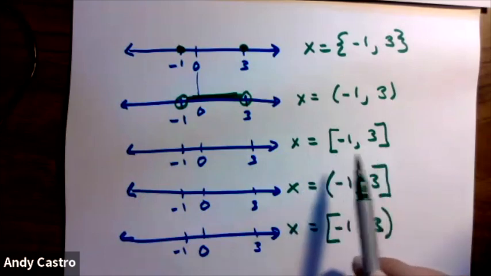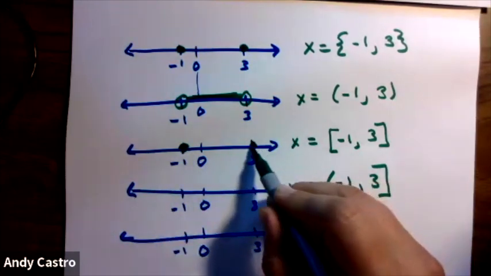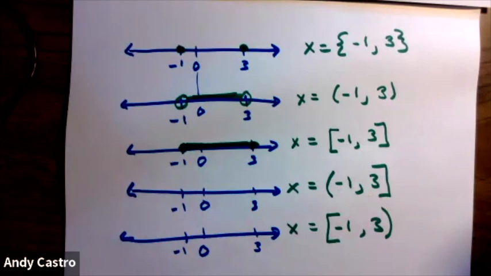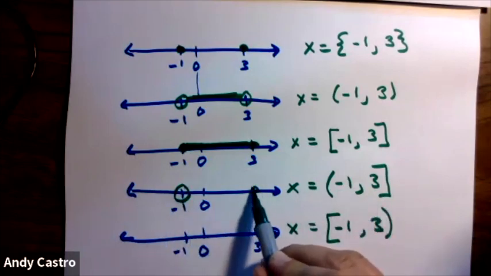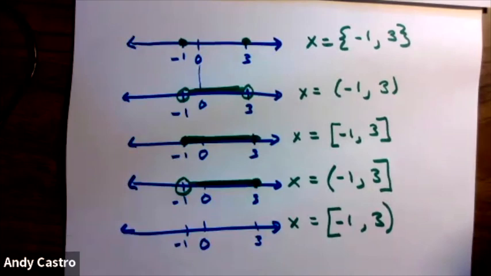Now, what do we mean by square brackets? Square brackets means it can be -1, and it can be 3, and it's everything in between. Okay, here, x cannot be -1, but it's still a boundary point. It can be 3, and everything in between. And then here, it can be -1, but this right here tells me it cannot be 3, but everything in between.